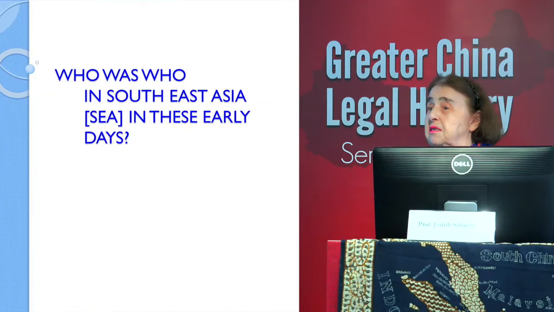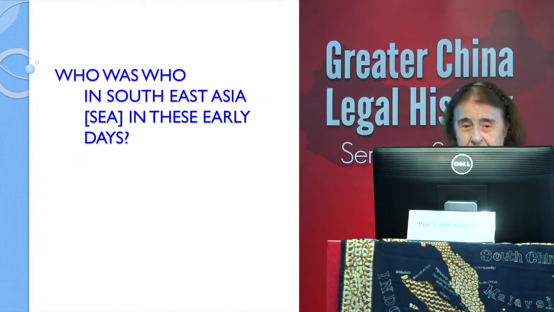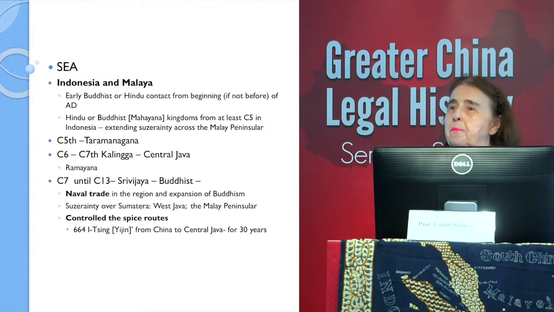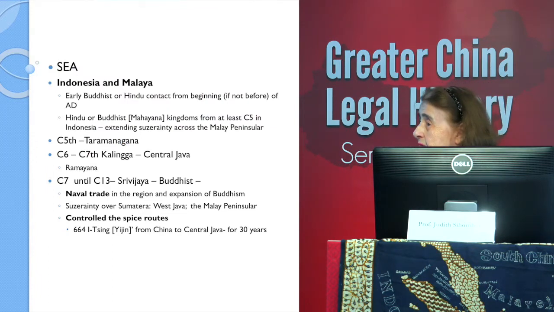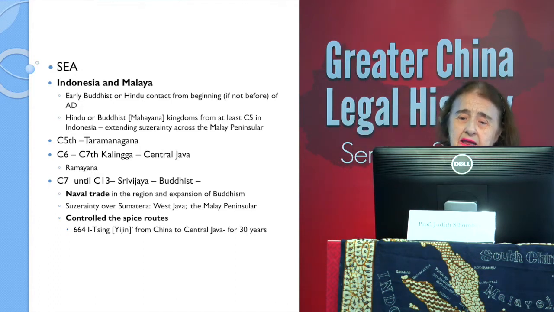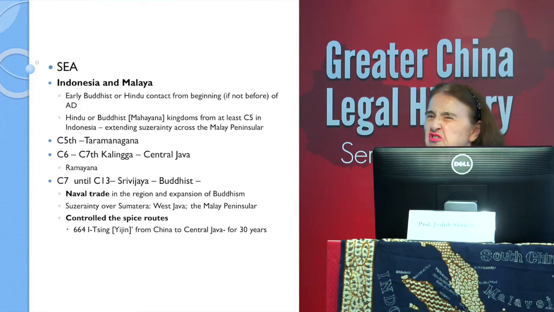So who was in Southeast Asia? Now, Indonesia, Malaysia, Buddhist, Hindus, coming across from India, coming down from Thailand. And the kingdoms, it was Mahayana Buddhism, so it's the greater vehicle, from at least the 5th century. Can you imagine that? Now, Australia at that time, the indigenous were nomadic.